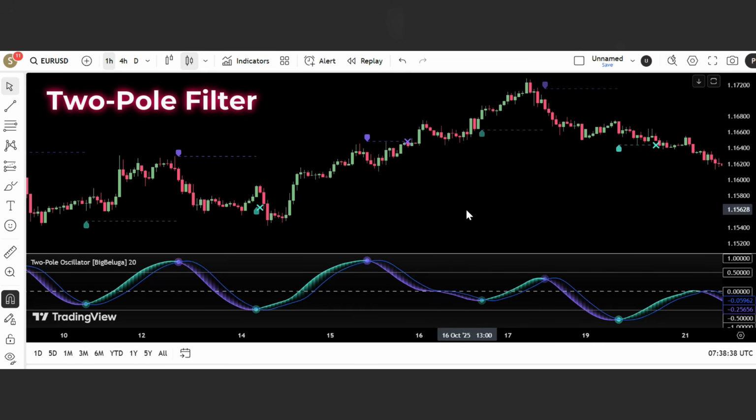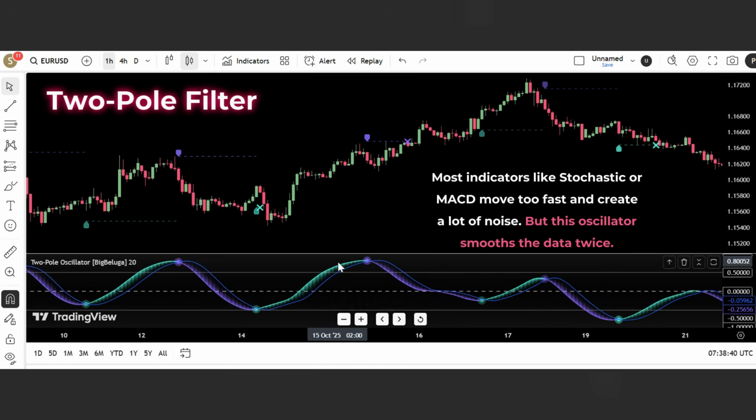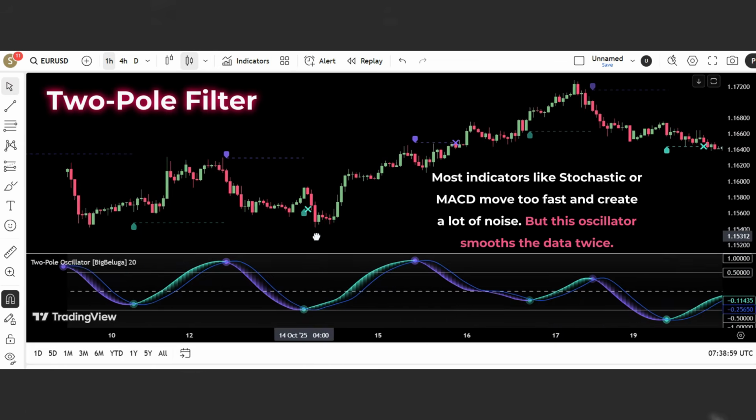Here's what it does. Most indicators like stochastic or MACD move too fast and create a lot of noise. But this oscillator smooths the data twice. So instead of random spikes, you get a clean curve that shows the real direction. That's why it reacts a little slower, and that's a good thing. It ignores the fake small moves and focuses on the true trend.